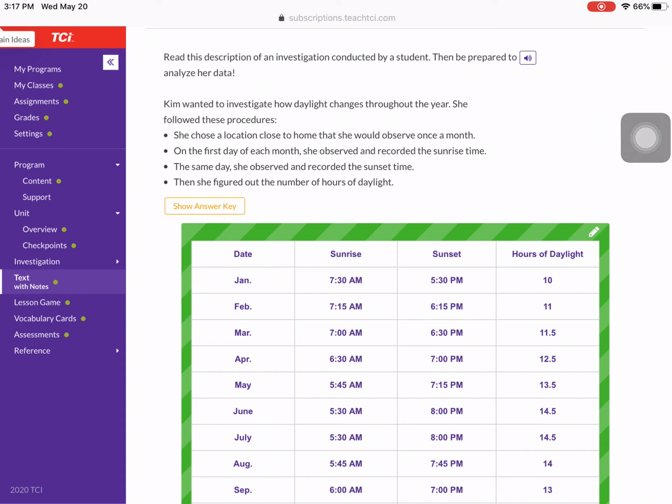Kim wanted to investigate how daylight changes throughout the year. She followed these procedures. She chose a location close to home that she would observe once a month. On the first day of each month, she observed and recorded the sunrise time. The same day, she observed and recorded the sunset time. Then she figured out the number of hours of daylight.